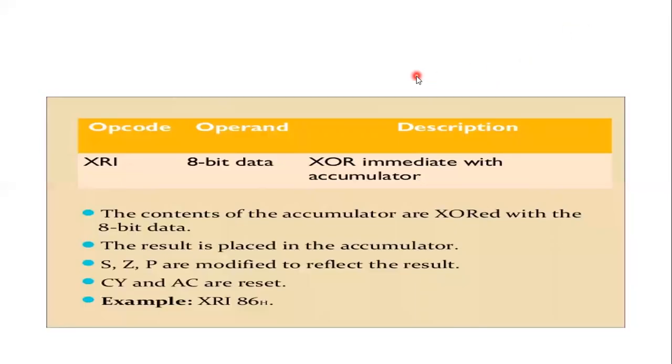So next instruction. XOR immediate with the accumulator. XRI, immediate, 8-bit data. So the content of the accumulator is XORed with the data. The result is placed in the accumulator. Similarly, the flags S, Z, P are modified, and C and AC are reset. Example, XRI 86.